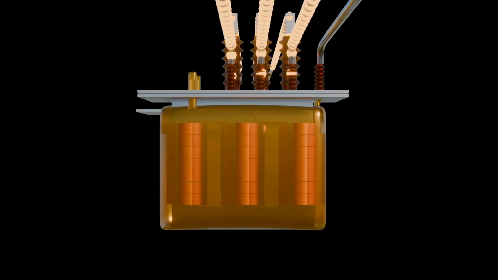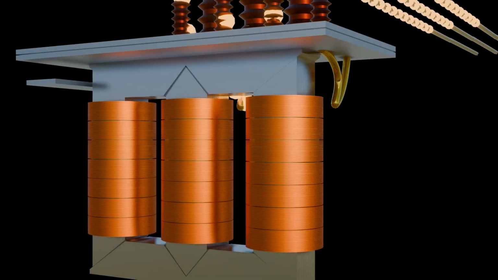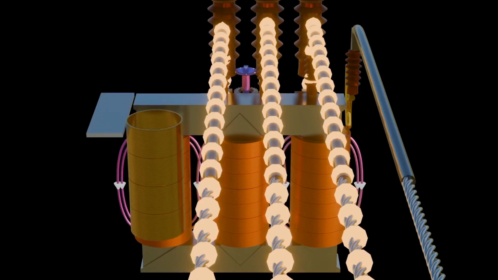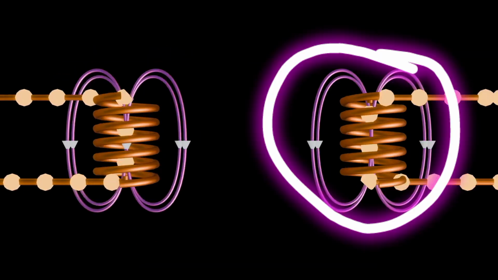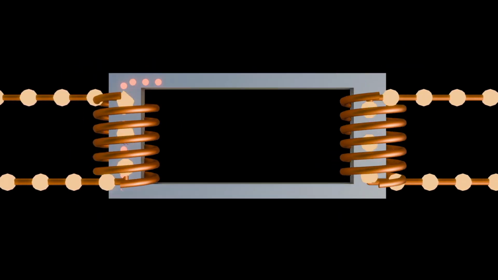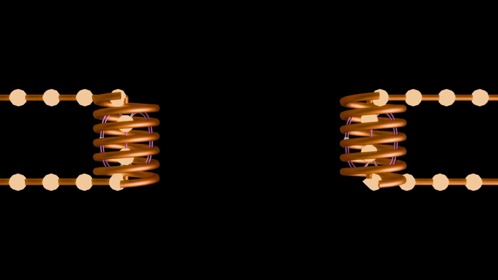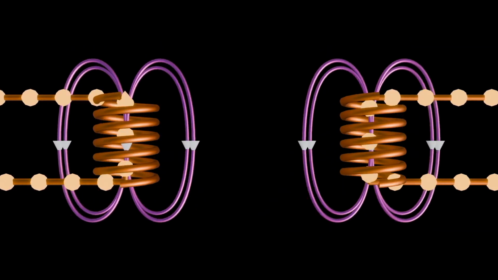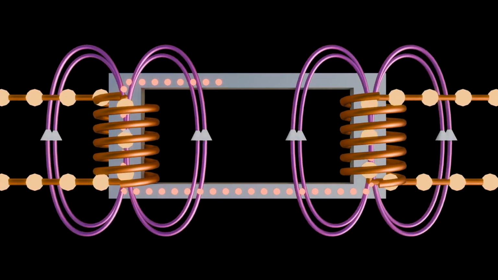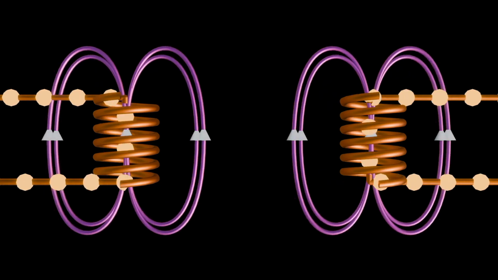A transformer is a crucial electrical device that operates on the principle of electromagnetic induction to transfer electrical energy between circuits. It consists of two coils of wire, known as the primary coil and secondary coil, usually wound around a laminated iron core. The primary coil is connected to the input voltage source, while the secondary coil is connected to the load. Based on the principle of electromagnetic induction, when an alternating current flows through the primary coil, it creates a changing magnetic field around the coil.